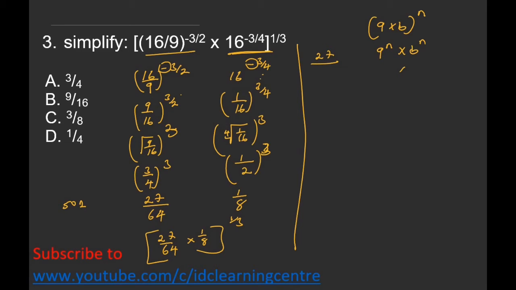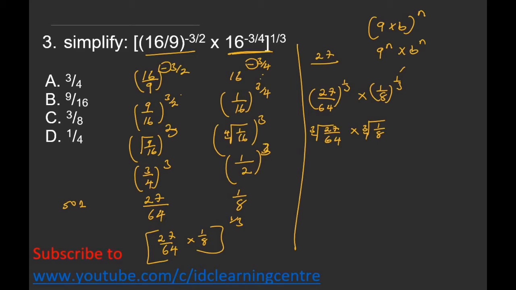So 27 over 64 times 1 over 8 raised to the power of 1 over 3 is the same as 27 over 64 raised to the power of 1 over 3 times 1 over 8 raised to the power of 1 over 3 as well. So 27 raised to the power of 1 over 3 is the same as the cube root of the number, times, of course, again the cube root of the number.